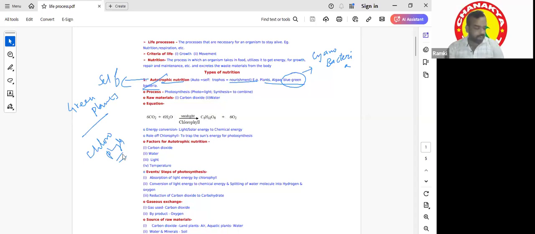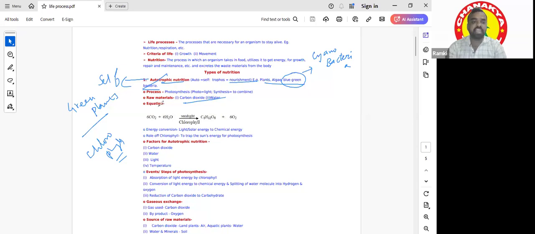What are the raw materials for the autotrophic mode of nutrition? Anyone? What are the raw materials for the photosynthesis process? Please unmute yourself and speak, dears. The raw materials are carbon dioxide and water, which we take from the atmosphere.